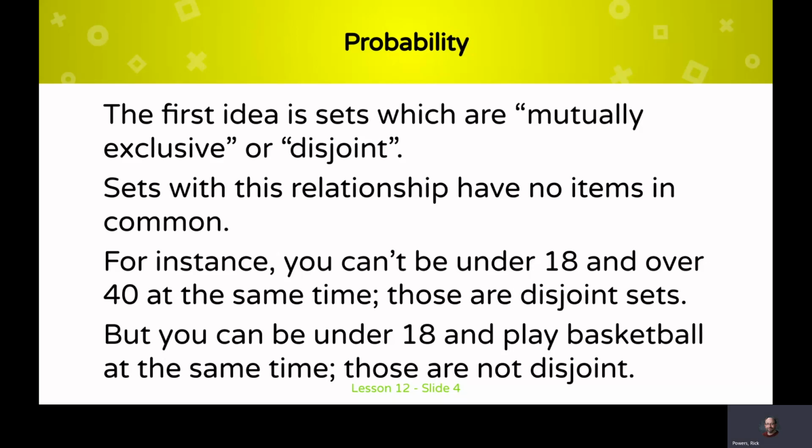The first idea is sets which are mutually exclusive or disjoint. Sets with this relationship have no items in common. For instance, you can't be under 18 and over 40 at the same time. Those are disjoint sets. But you can be under 18 and play basketball at the same time. Those are not disjoint.